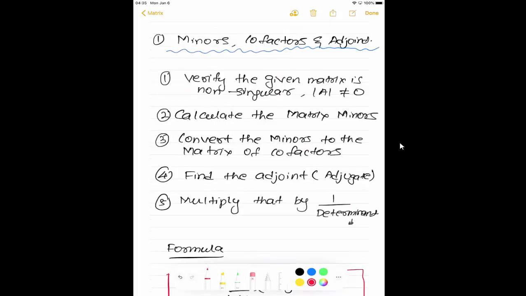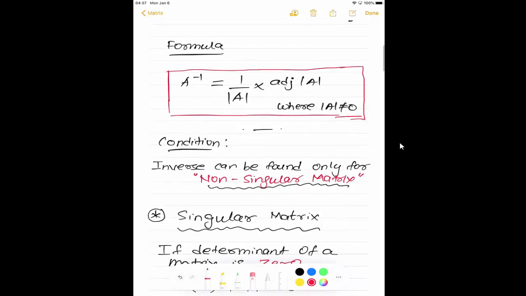The first method is using minors, cofactors and adjoint. So in order to find the A inverse, we have to follow 5 steps. The first step is we have to verify the given matrix is non-singular. Non-singular means the determinant of the matrix is not equal to 0. The second step is we have to calculate the matrix of minors. From the matrix of minors, the third step is to form the cofactor matrix. Then the fourth step is to find the adjoint, and the last step is the value needs to be multiplied by 1 by determinant. The formula for A inverse is 1 by determinant of A into adjoint of A.